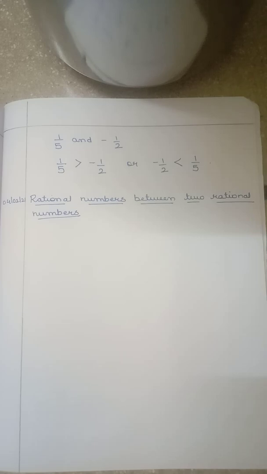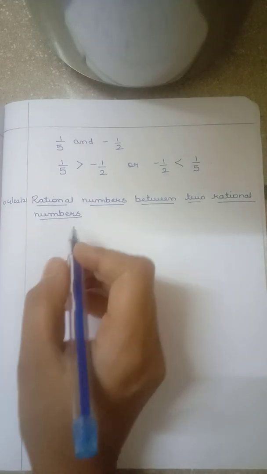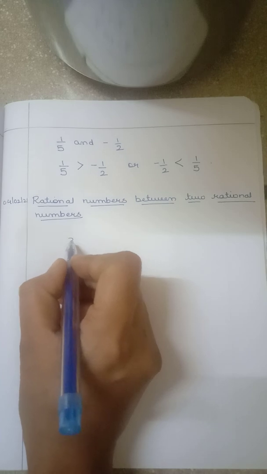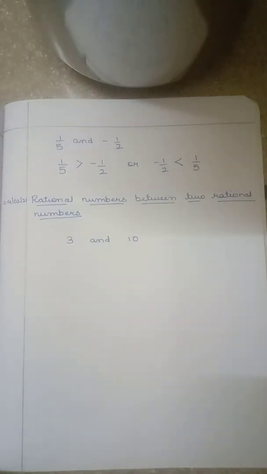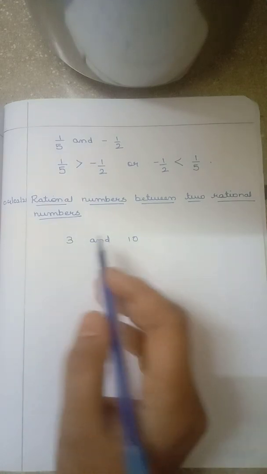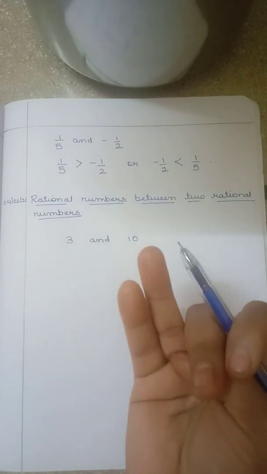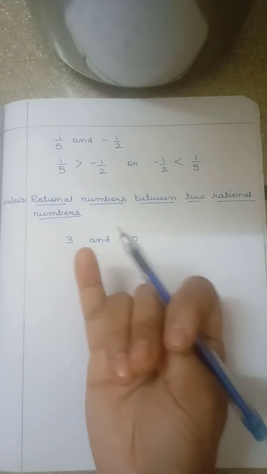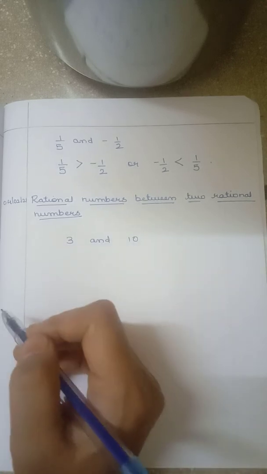Good morning, children. So today we will learn how to find rational numbers between two given rational numbers. Before that, let me give some examples. I'll write two numbers here, 3 and 10. In between 3 and 10, how many whole numbers do you have? You can tell we have 4, 5, 6, 7, 8, 9. So we have 6 whole numbers between 3 and 10.